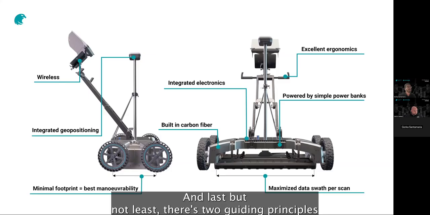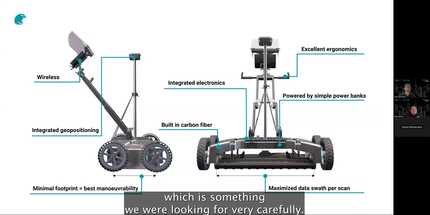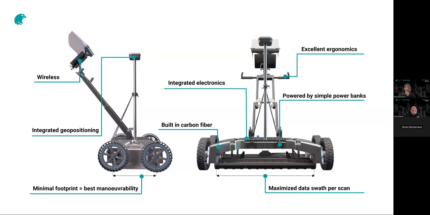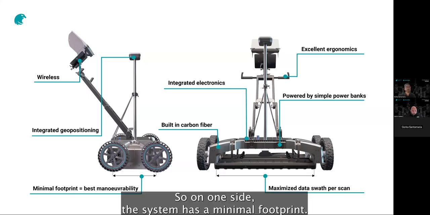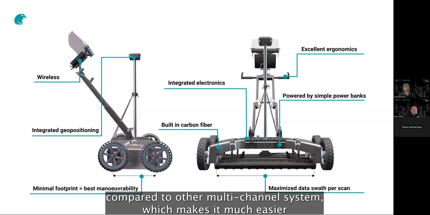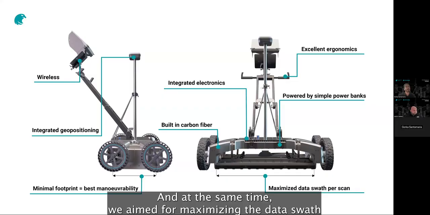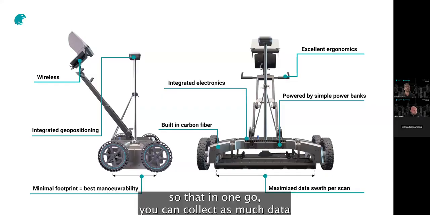And last but not least, there's 2 guiding principles that contribute a lot to this maneuverability, which is something we were looking for very carefully. On one side, the system has a minimal footprint. So the distance from front to back wheel is very, very short compared to all the multi-channel systems, which makes it much easier to curve, to bend, to change the direction. And at the same time, we aimed for maximizing the data swath so that in one go, you can collect as much data as possible.